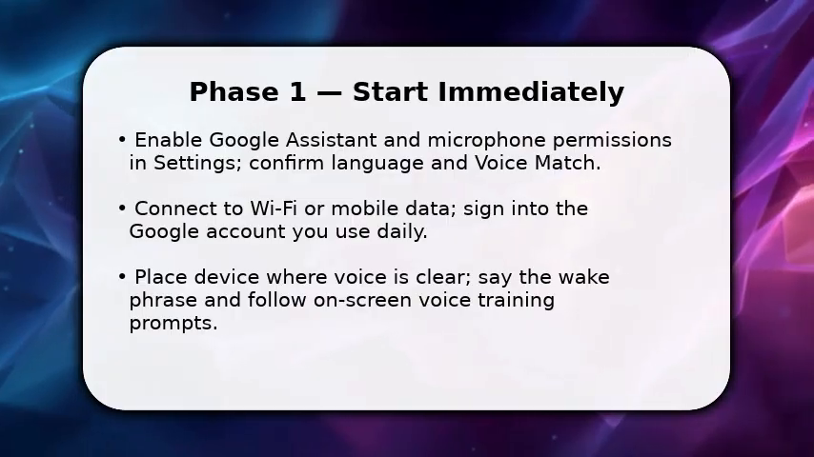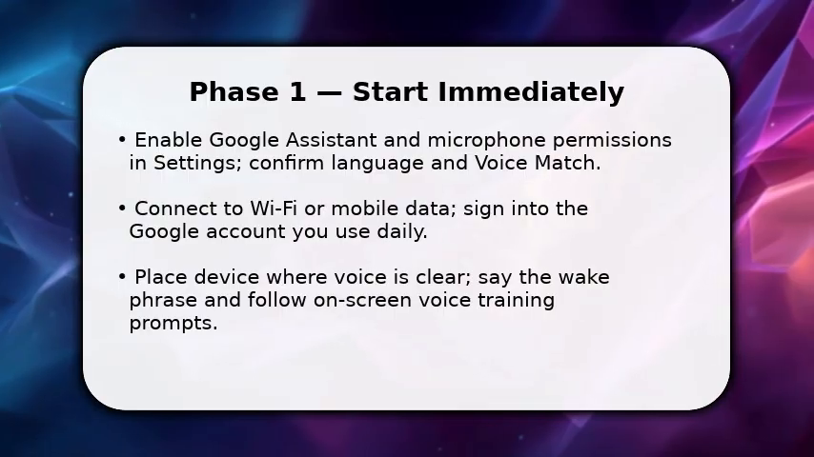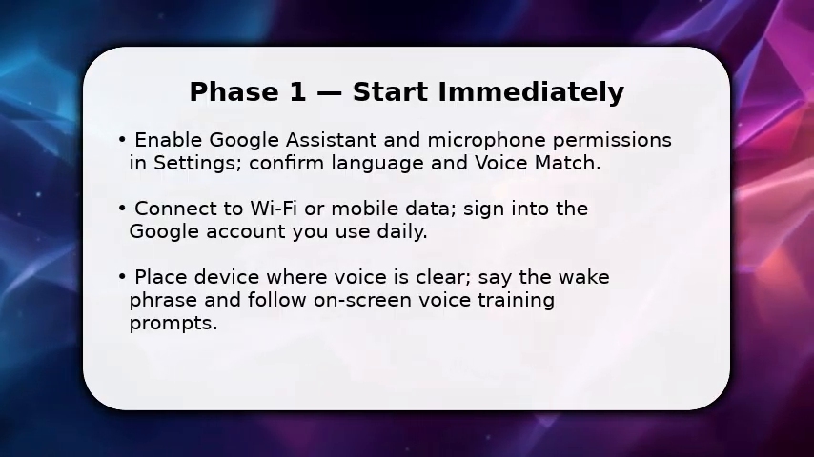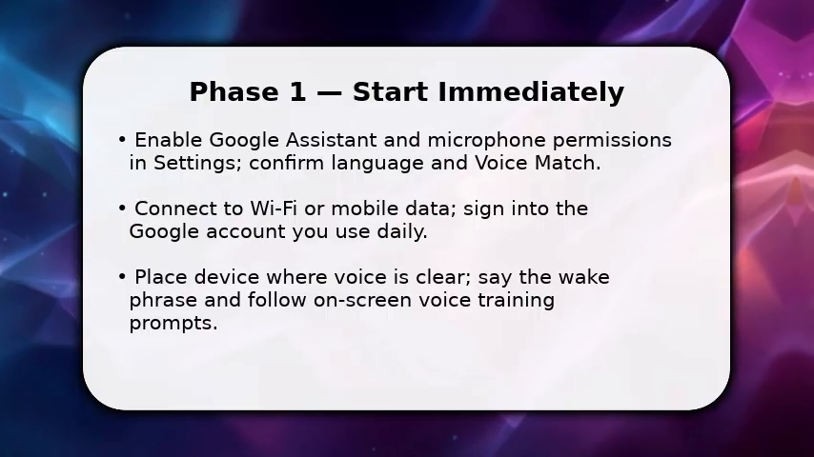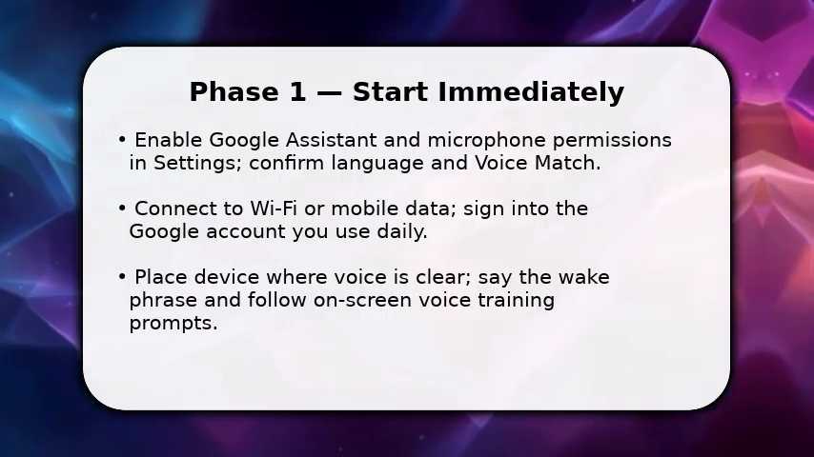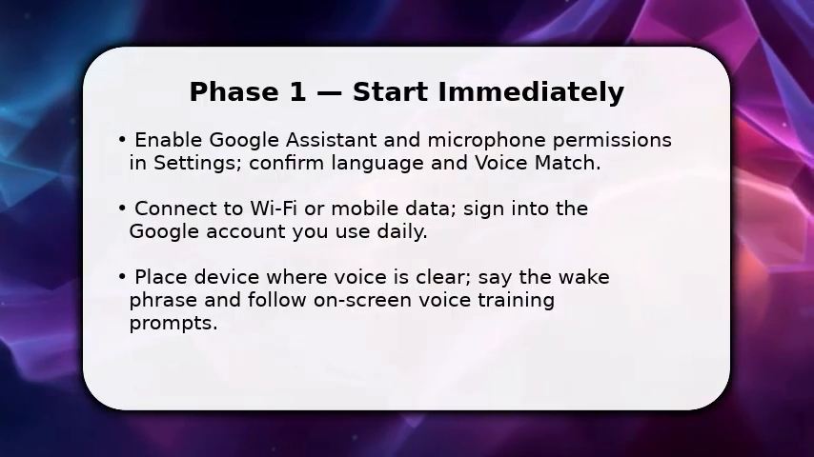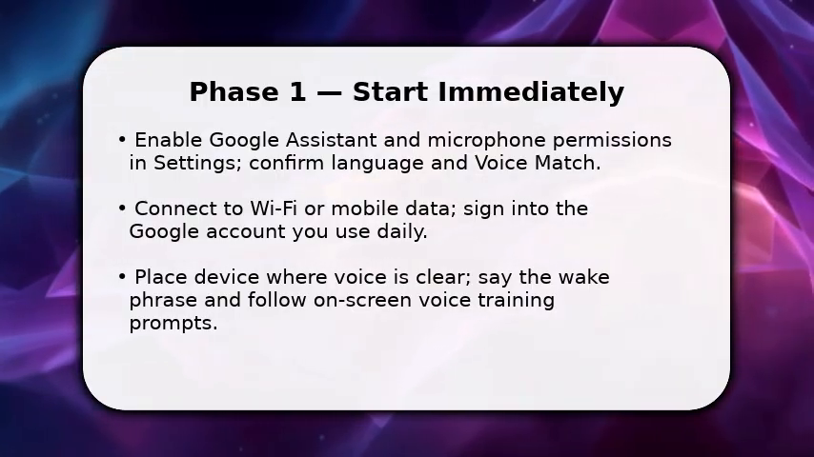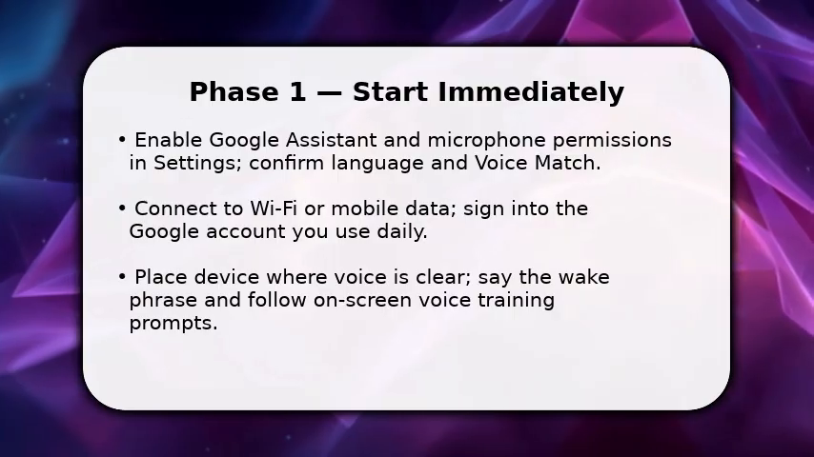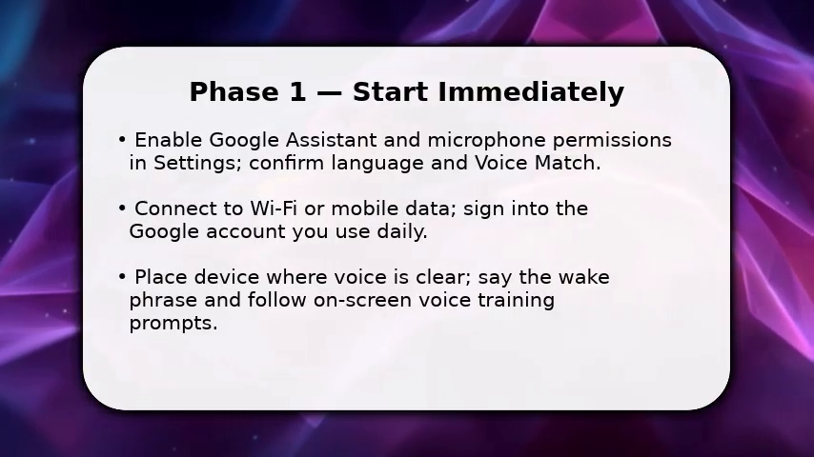You start now. Enable Google Assistant and grant microphone permission so the system can hear you. Make sure language and voice match are set to your voice and sign into the Google account you'll use. Once connected to Wi-Fi or mobile data, place the device where it hears you clearly, then say the wake phrase and complete the voice training prompts.